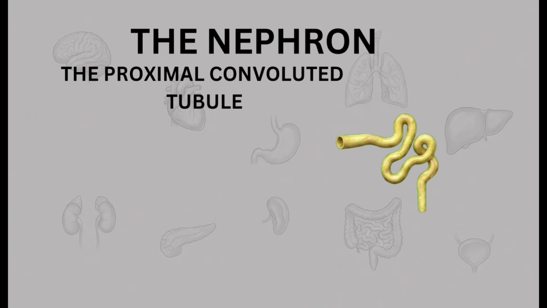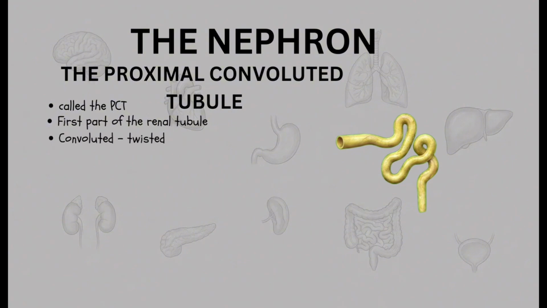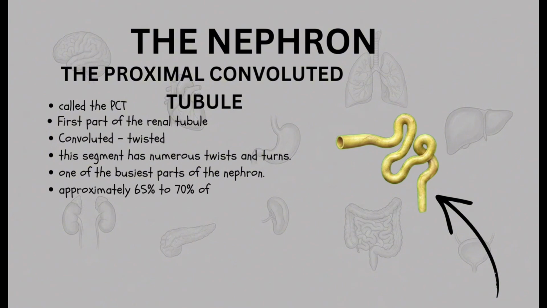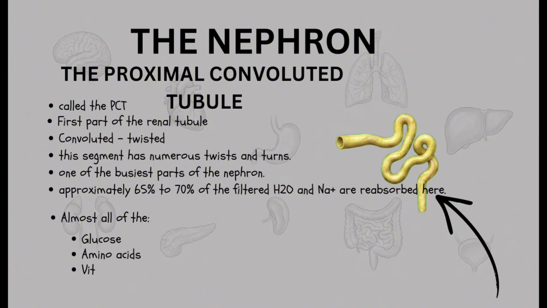The proximal convoluted tubule, commonly called the PCT, is the first part of the renal tubule. The word convoluted means twisted. As you can see in the illustration, this segment has numerous twists and turns. The PCT is one of the busiest parts of the nephron. In fact, approximately 65 to 70% of the filtered water and sodium are reabsorbed here. Almost all of the glucose, amino acids, vitamins, and many important nutrients are reabsorbed in this region. You can think of the PCT as the body's recycling center. Anything valuable that accidentally entered the filtrate is reclaimed here.